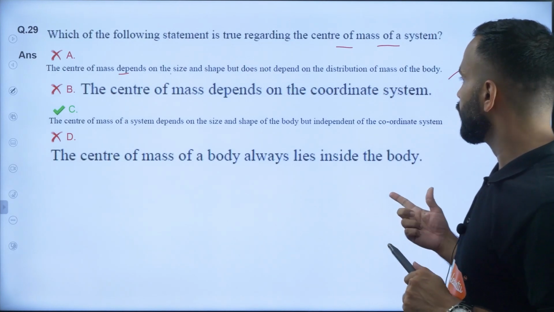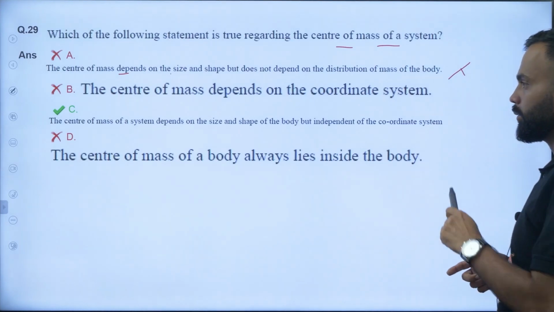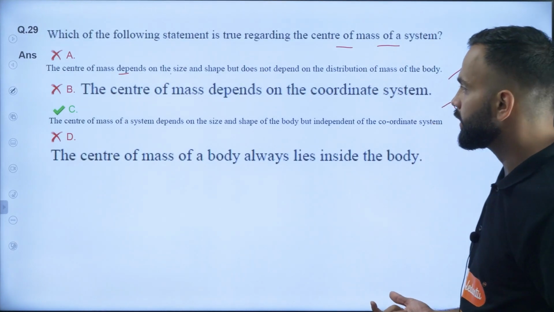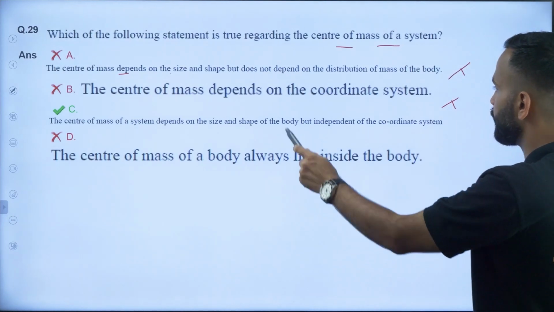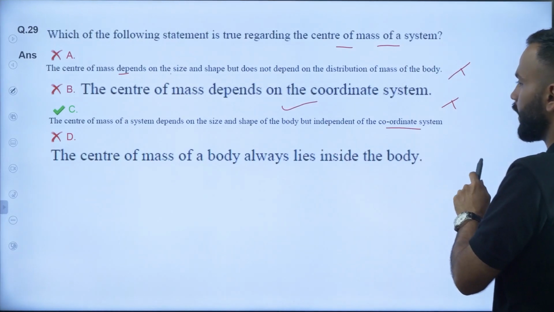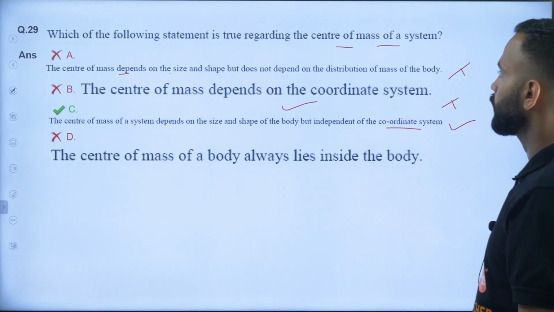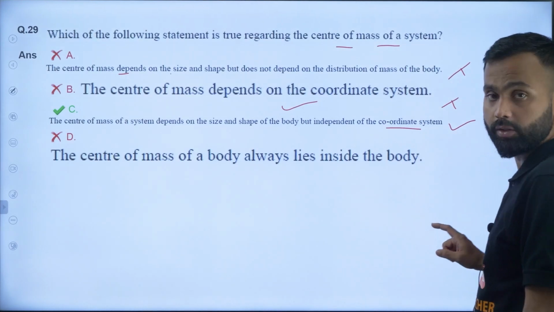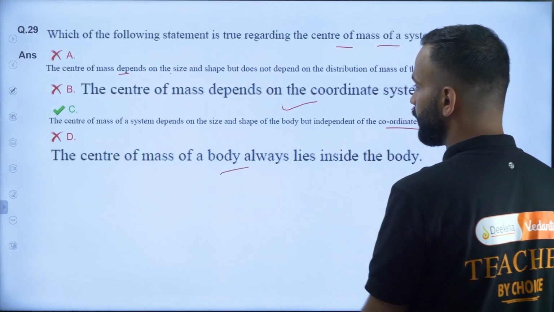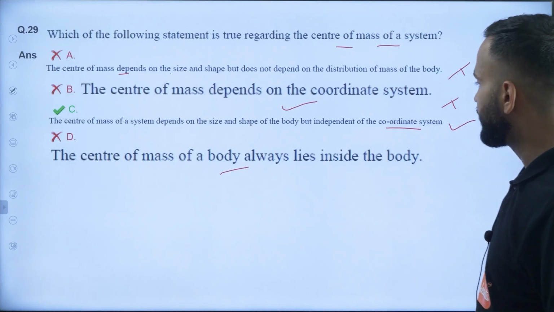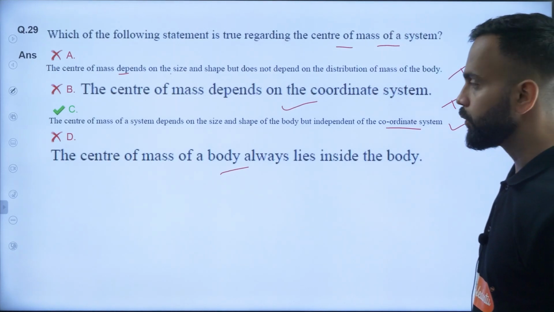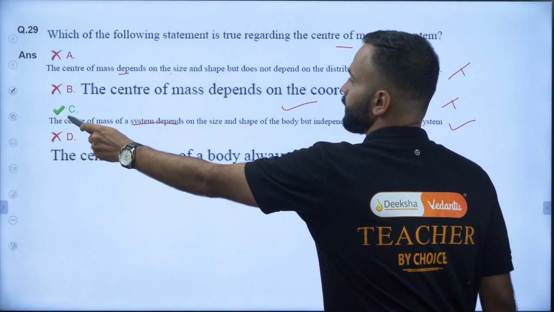The second statement, the center of mass depends on the coordinate system. This one is also wrong. The third one, center of mass of system depends on the size and shape of the body but is independent of the coordinate of the system. This one is correct, so option C is correct. Option D, the center of mass of the body always lies inside the body. No, it can lie outside the body. So the correct option is C.